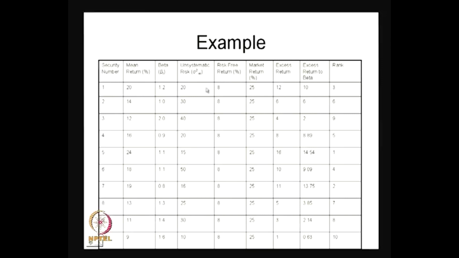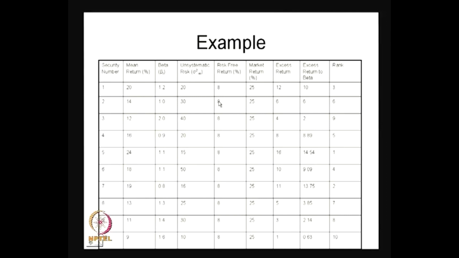Then this is your unsystematic risk, what this particular stock is facing. The unsystematic risk is nothing but the total risk minus the systematic risk. We have to deduct the systematic risk from the total variance of the particular stock. So the total risk is the composition of the systematic and unsystematic risk.